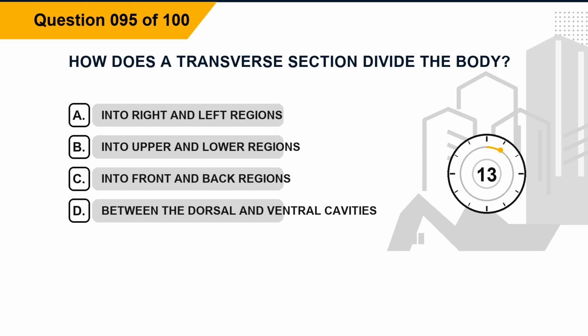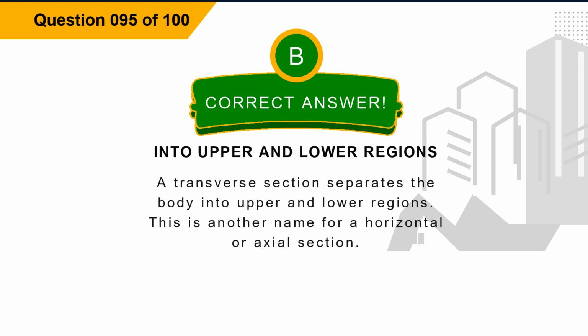Question 95. How does a transverse section divide the body? Option A, into right and left regions. Option B, into upper and lower regions. Option C, into front and back regions. Option D, between the dorsal and ventral cavities. The correct answer is option B, into upper and lower regions.